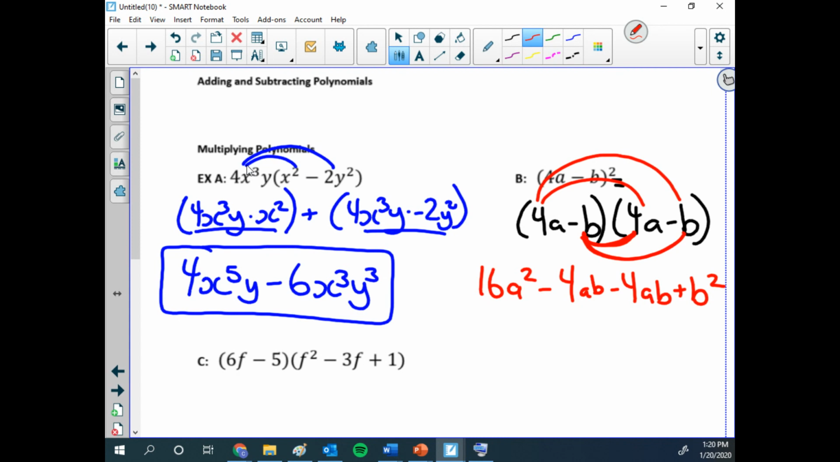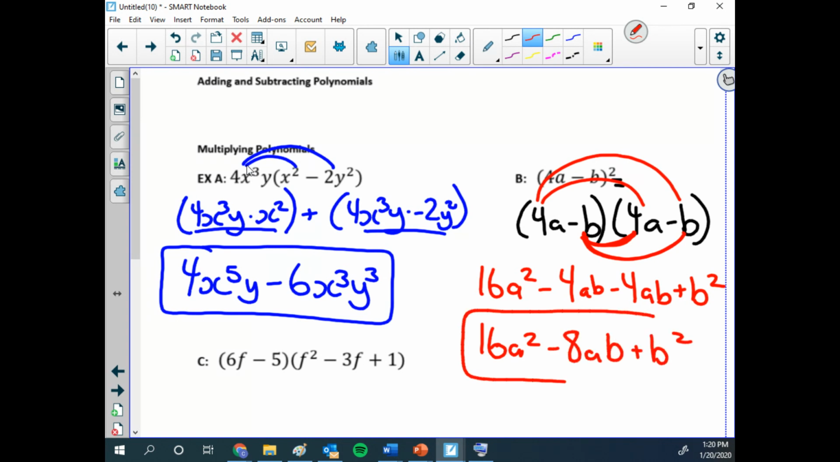Okay, so then what I can do, this isn't going to be my final answer. I always need to combine my like terms. So 16a squared just remains as 16a squared. And then minus 4ab minus 4ab. So combine those by adding them together. So minus 4 and minus 4 is going to give me minus 8ab plus b squared. So there's my final answer if I multiplied out 4a minus b all to the power of negative 2. Or pardon me, 2.